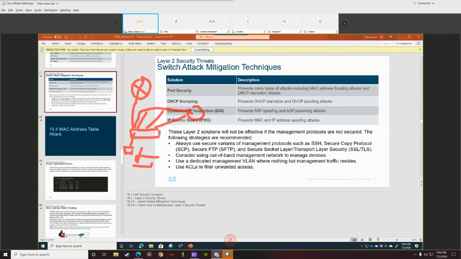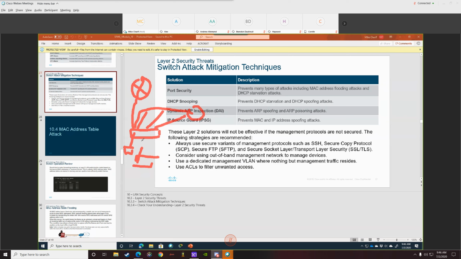So to prevent that from happening, you need to enable on that particular port IP ARP inspection with trust. Okay, and that's how you prevent it.